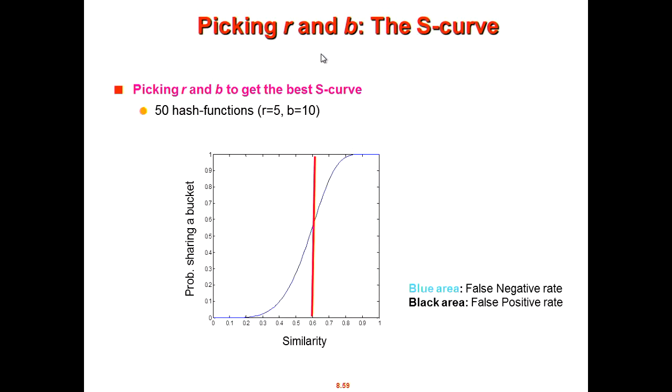So how to pick r and b? As I said before, s is given, right? So we try to get the curve to approach this s value. We try to minimize both the false positive rate, which is the black error, and the false negative rate, which is the blue error. But there is a trade-off. If we change r and b, then we are moving the curve. Sometimes this part is larger, sometimes this part is larger. So we need a good trade-off between the 2 parts. We try to make both parts as small as possible, but there's still a trade-off, so it depends on the application.